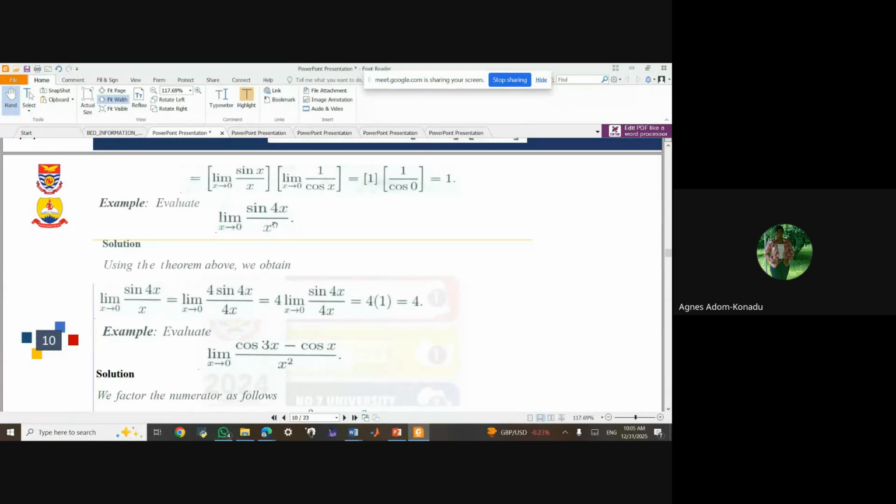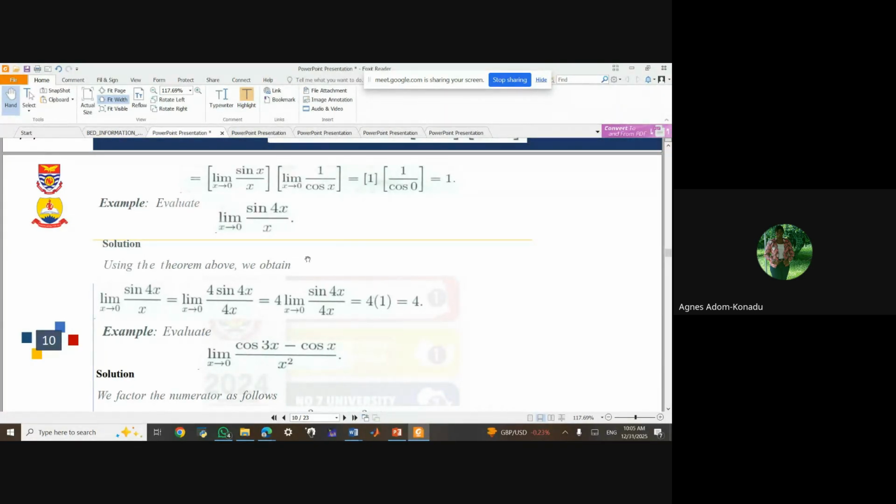Okay. So we have to play around with this so that the denominator too becomes 4x. I know that any function times 1 is the function itself. So what I will do is I'll multiply this function by 4 and then divide by 4. So I can write the limit as x approaches 0 of 4 sine 4x divided by 4x. So I'm multiplying through by 1, which is 4 over 4.